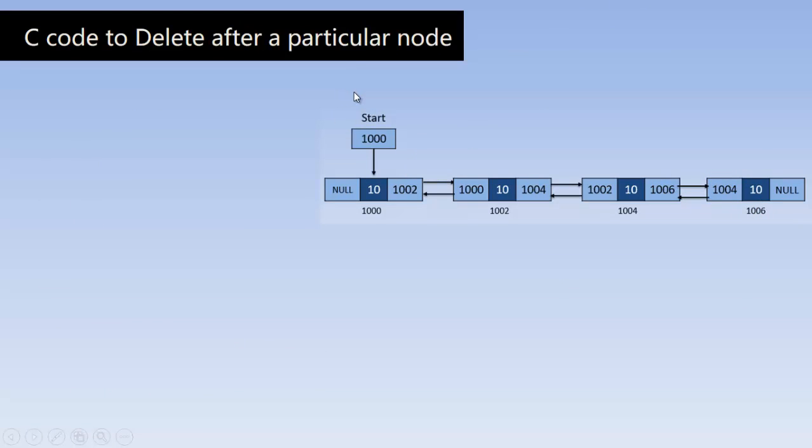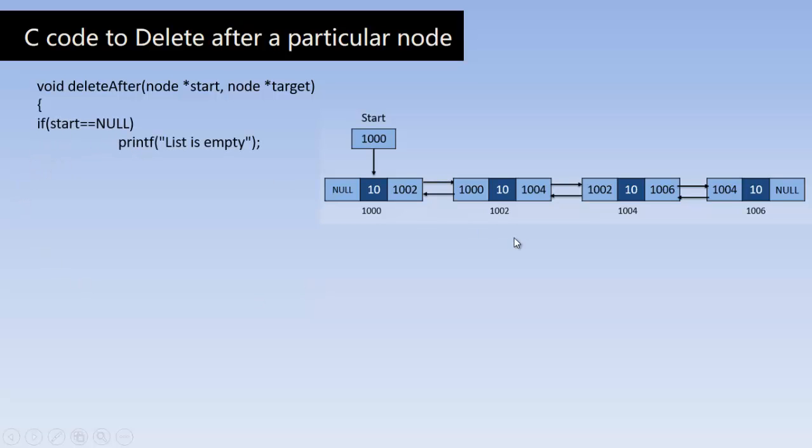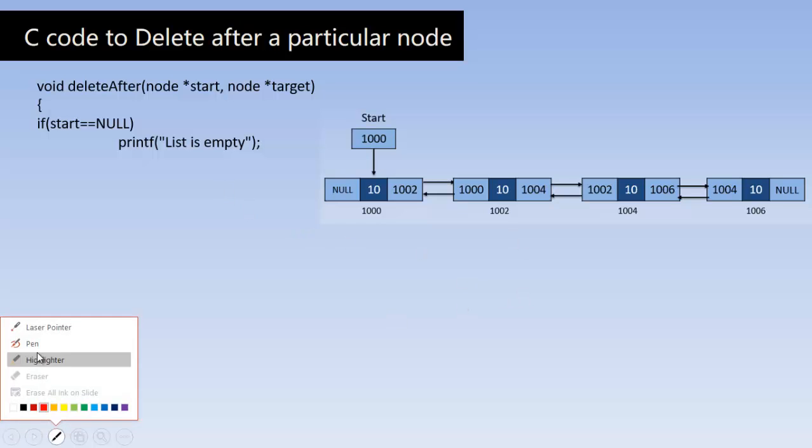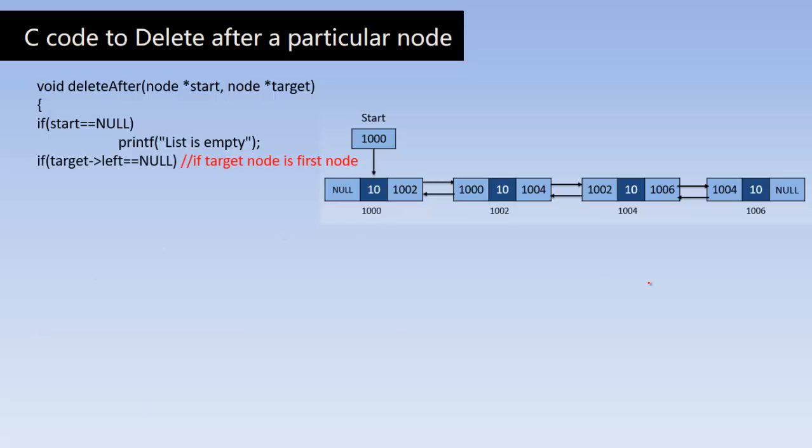So now let's study the code for deleting a node after a particular node, right? This is our function, and it takes two parameters. One is the start pointer and another one is the address of the target node. First we are checking if start equals null, then simply tell the list is empty, you can't delete a node. And what happens if our target node is the first node? Say the user has entered to delete this node.